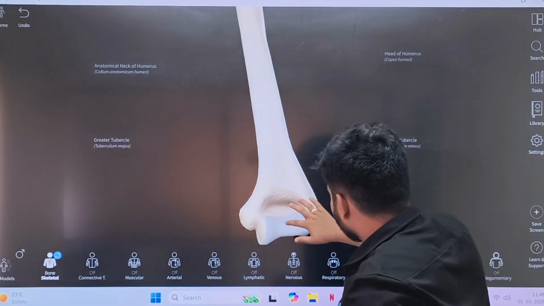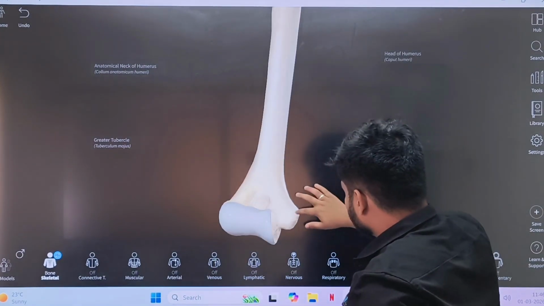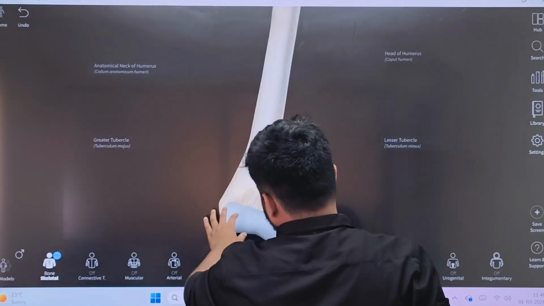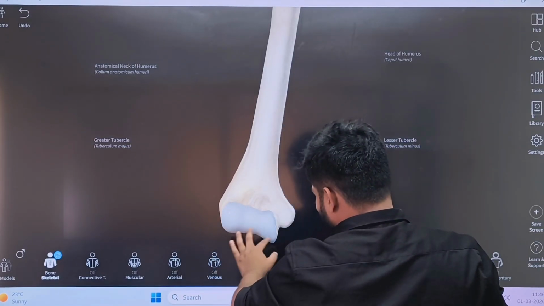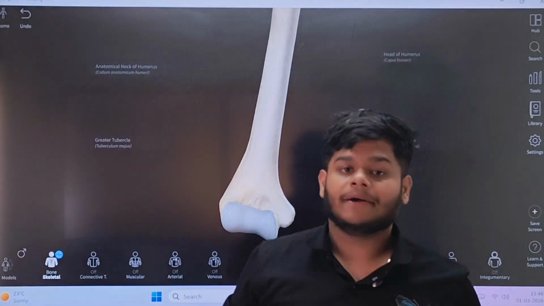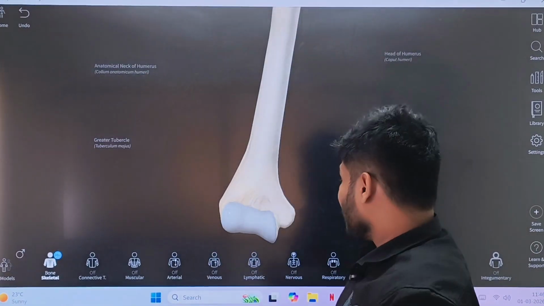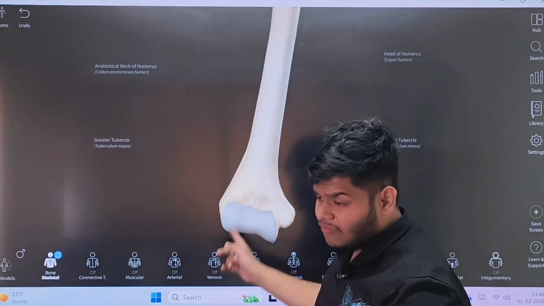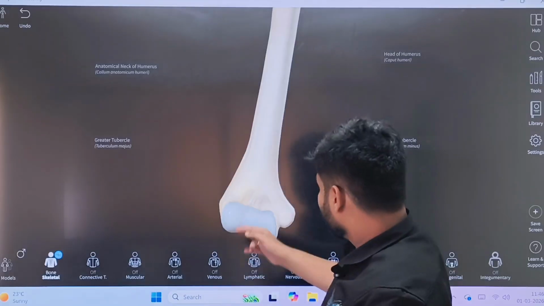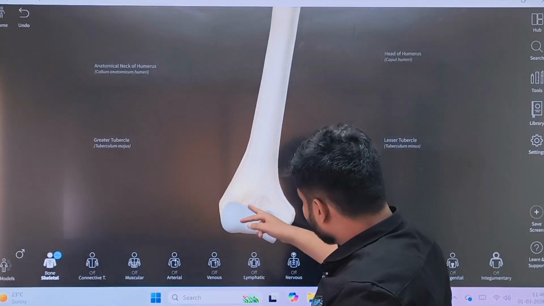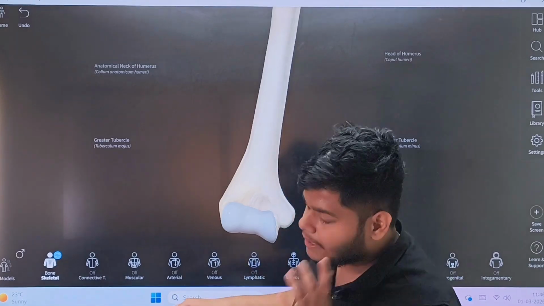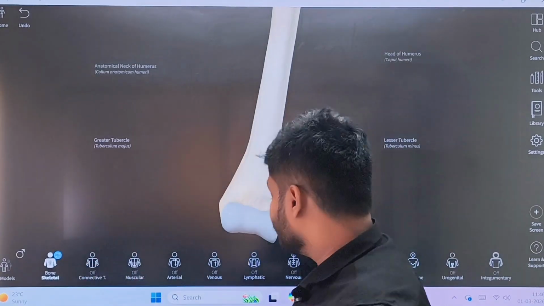Right. Now let us see what these two articulating surfaces are. This is called the capitulum and this is called the trochlea. This is the capitulum. In Latin, capitulum means head. Here the head of the radius attaches, so it is called the capitulum, and it is the attachment here to form the elbow joint. There are many ligaments and muscles attached here.